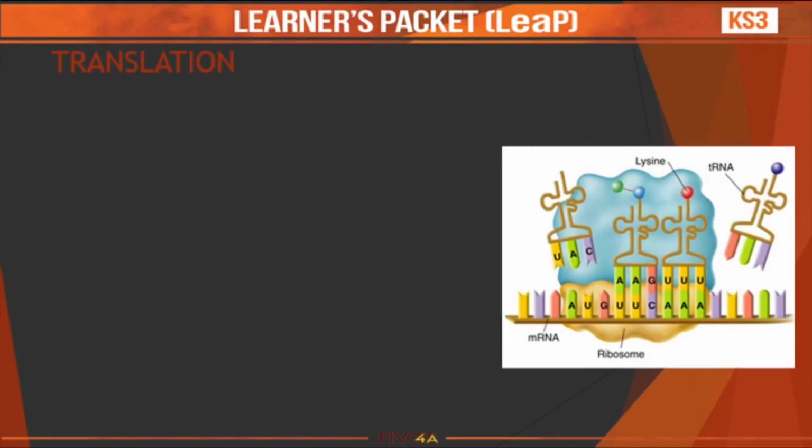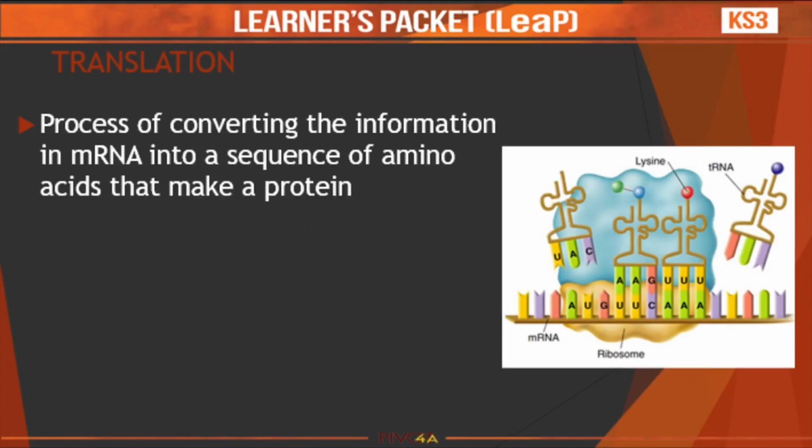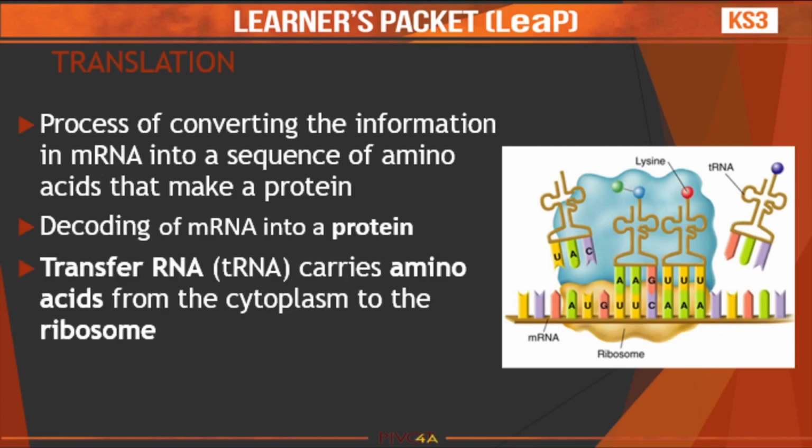So, let's now move on to translation. It is the process of converting the information in mRNA into a sequence of amino acids that makes a protein. It is a decoding of messenger RNA into a protein. The transfer RNA or tRNA carries amino acids from the cytoplasm to the ribosome.